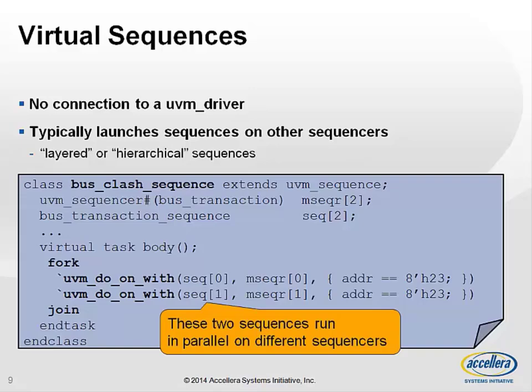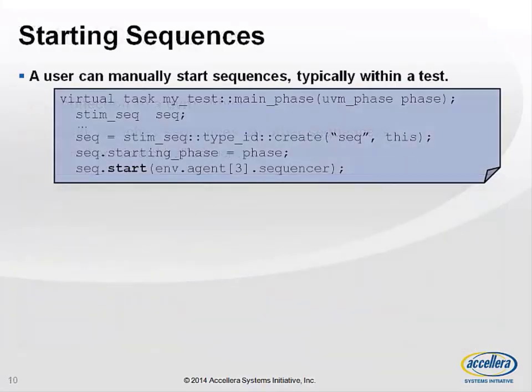I've created another layer. We can start sequences a number of different ways. A very straightforward way is to look in my test. I want to create a sequence, my stimulus sequence there within my test, its main phase. I can create the stimulus sequence using the mechanism John talked about. I ask the factory, please give me my stimulus sequence. And then I can tell the sequence what phase it's running in. We'll talk about that in a moment. And then I can simply start that sequence on a particular sequencer. I'm calling the start method of the sequence. I say, sequence, start yourself on this sequencer. The start method gets called, which calls the body method, which generates the stimulus.